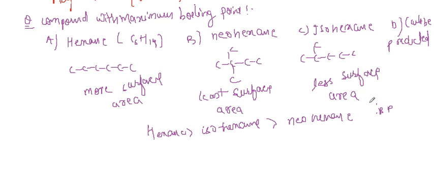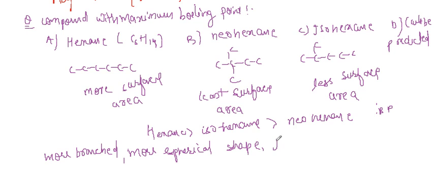As branching increases on the carbon chain, the molecule acquires a more and more spherical shape, so surface area decreases. More branching means a more spherical shape, and a more spherical shape means less surface area. That's why neohexane is the least among them.